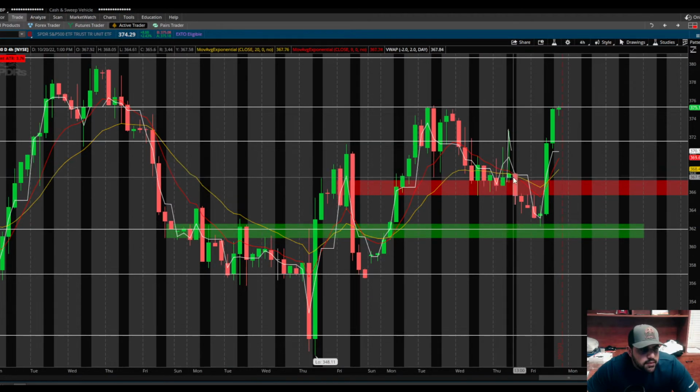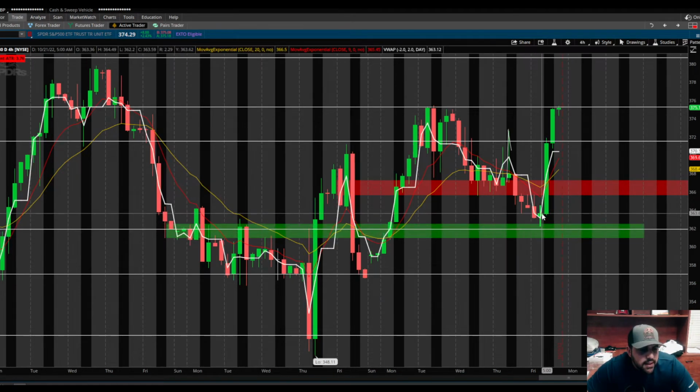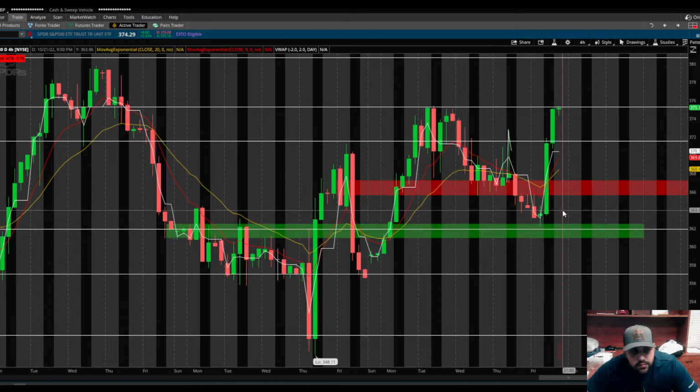for 2 days. And then we broke down, and here we had a massive demand zone. As you can see, the 4-hour demand zone. We just touched that and ripped all the way up today. This is about a 14 points rip.